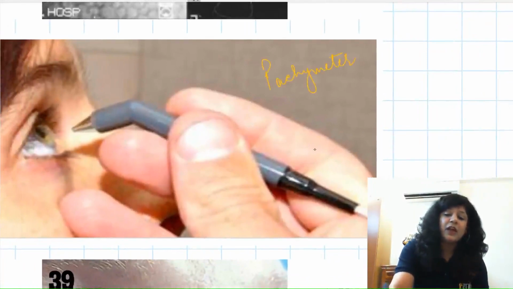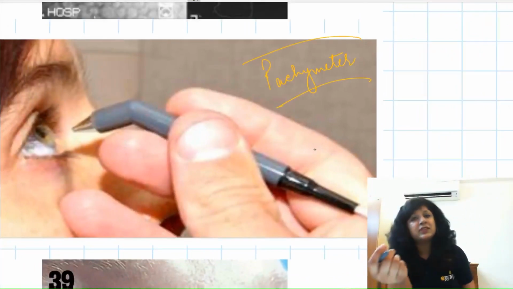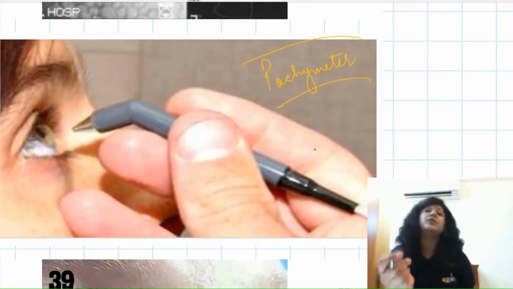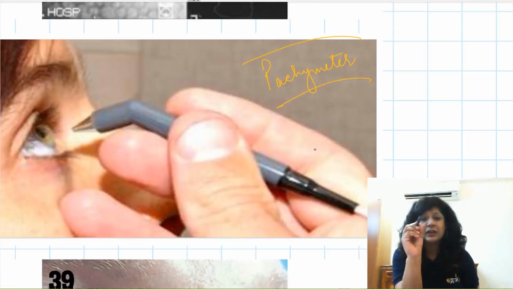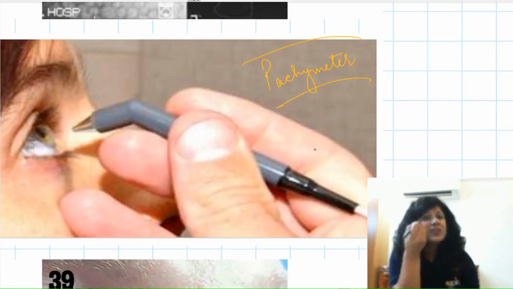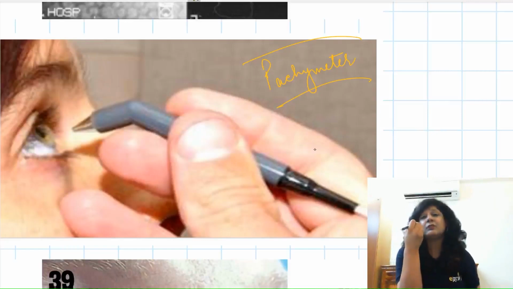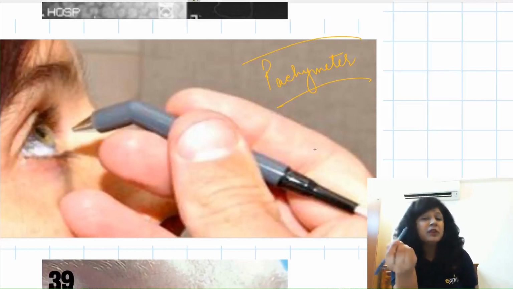Pachymeter is the one, I think we have studied this along with the tonometers also. This is for the corneal thickness. So we have got a very pointed pen-like instrument, and with the help of this pointed one we can just take the thickness of wherever exact area you are touching. It can be a central corneal thickness, it can be a peripheral corneal thickness, because both are different.